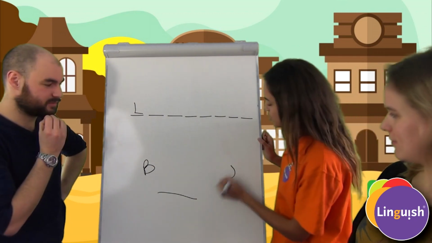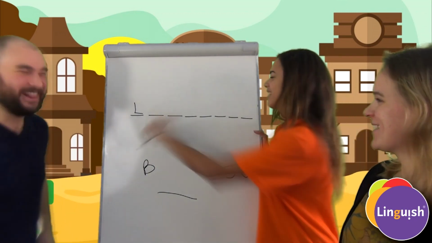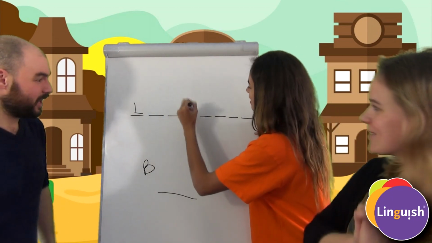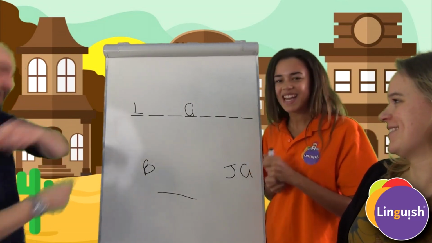J. So do you mean J or G? G. She didn't say is there. Is there a G? Very good. Yes, there is. Do you know what it might be? Linguish. Very good. English. Okay.